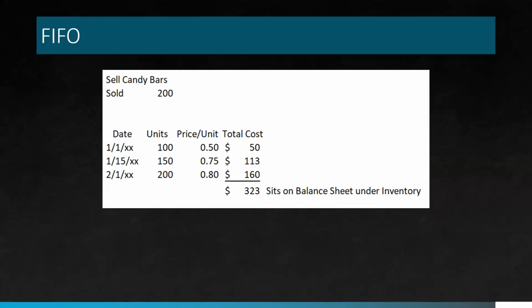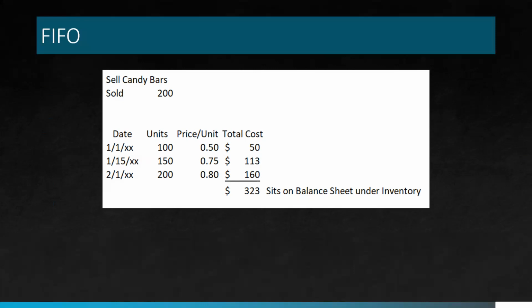And then on the 15th, I say, okay, I want to purchase some more inventory, and I want to purchase 150 units this time, but my vendor has increased their prices and now I have to pay 75 cents. So my cost is $113 for that inventory. And then on the 1st of February, I want to have another 200 candy bars in my inventory, and my vendor has yet again increased its prices, and now my inventory is $160. So that's a total of $323 that sits on the balance sheet under inventory.